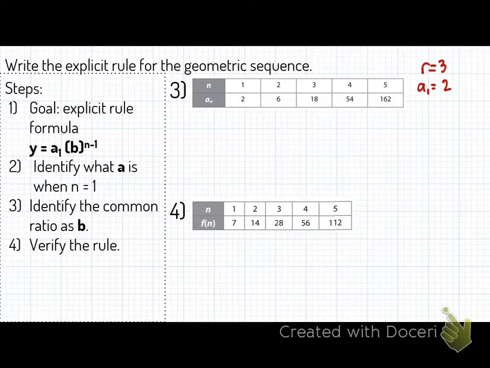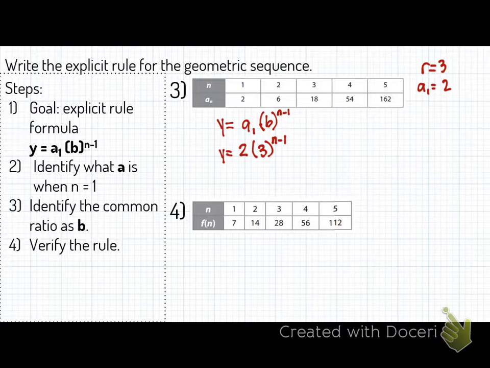Okay, and then we're going to start off by writing down the explicit formula. Just the basic one. So y is equal to a sub 1 times b to the n minus 1. Okay, so what I'd like you to do now with your group is figure out what's the explicit formula for number 3, okay? I'll give you about 30 seconds. Go. Y equals 2, times 3 to the n minus 1. Good, okay. Excellent. Does that make sense, everyone?